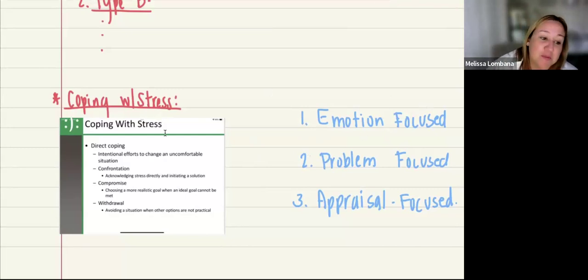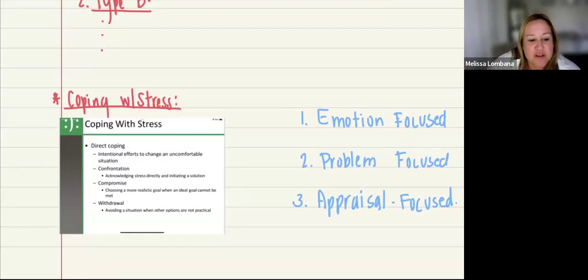All right, the next one is problem focused coping, and this is basically managing and fixing distressing situations, like just fixing the problem. Do your homework. Stop procrastinating and watching TV or cleaning your room to avoid the homework. Just go and do it.